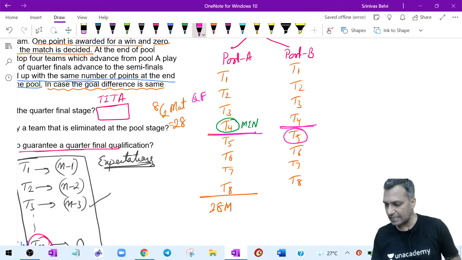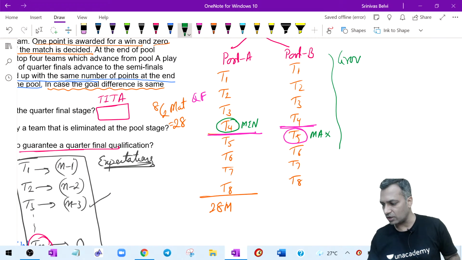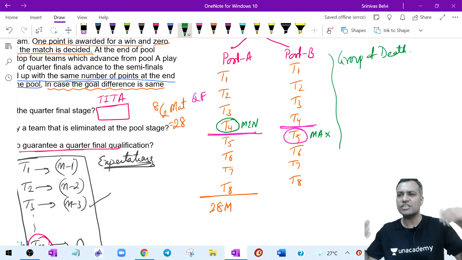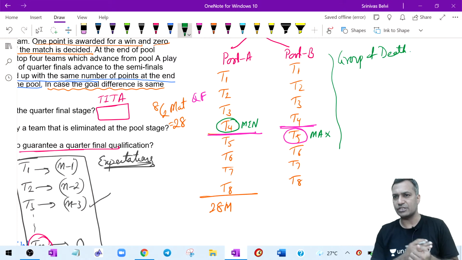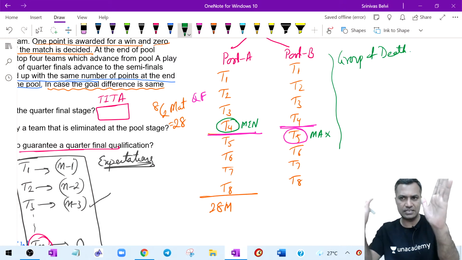What can be the maximum number of wins with which somebody still could not qualify? Now this is called a group of death, a suicidal group. Why? Because in sports language, this is called a group of death for a simple reason: there are a lot of strong teams there.